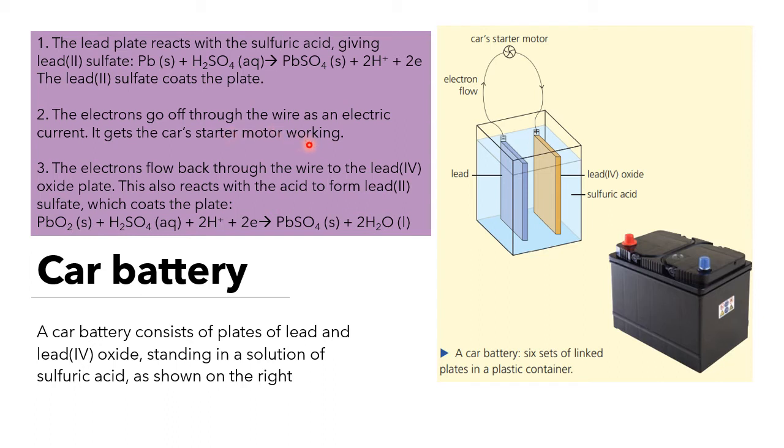Electrons go off through the wire as electric current. It gets the car started, the motor working. And then the electrons flow back through the wire to the lead(IV) oxide plate. This also reacts with the acid to form lead(II) sulfate which coats the plate. So this is the reaction. Mungkin you tak perlu hafal apa reaction ni, cuma you perlu tahu macam mana dia function. Okay? Because the principle of a car battery adalah daripada principle of chemical cell.